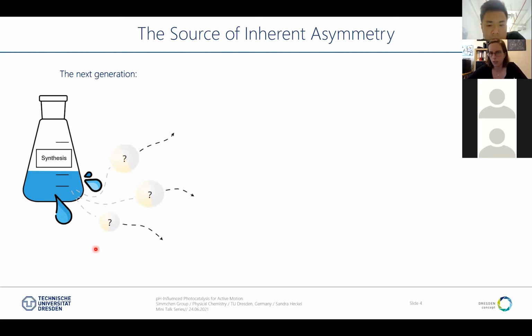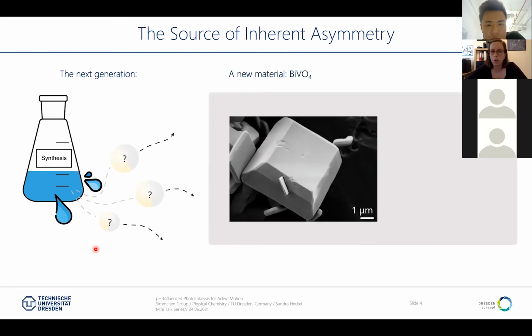And this is also something we thought about. And after a while, we thought, okay, maybe we just need to move away from the everlasting titanium dioxide that we use all the time. And the material we decided to go for was bismuth vanadate. That's a mixed metal oxide, also a photocatalyst, so you can also excite it and create electrons and holes.